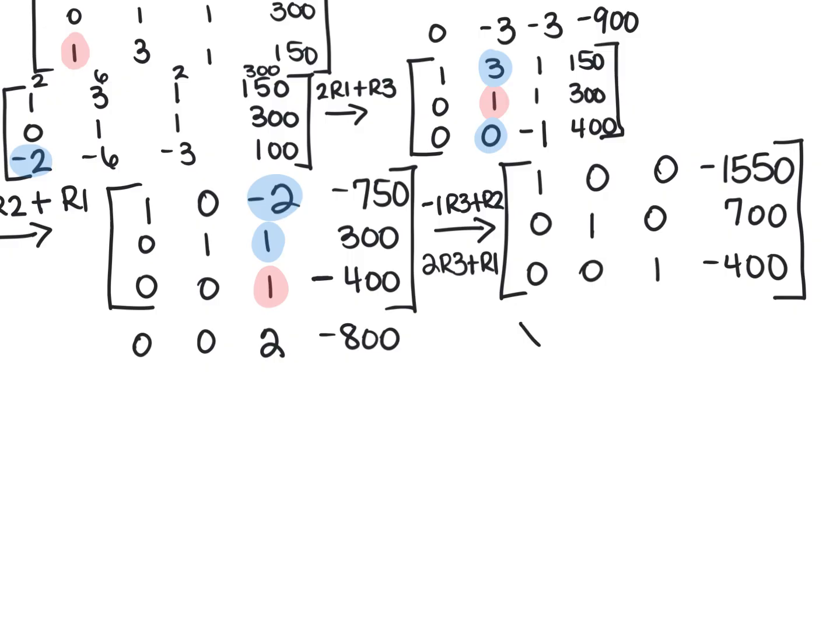So again, this first column is X, the second column is Y, the third column is Z. X is equal to negative 1550, Y is equal to 700, and Z is equal to negative 400. And you may have to write that as an ordered triple. It may just have X equals, Y equals, Z equals.